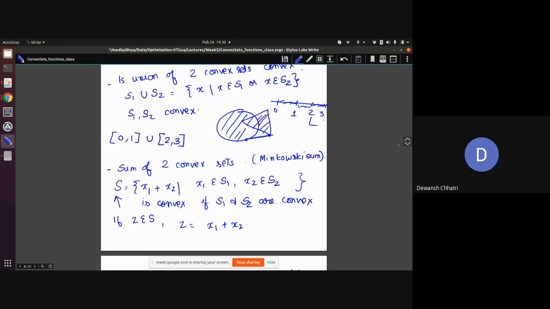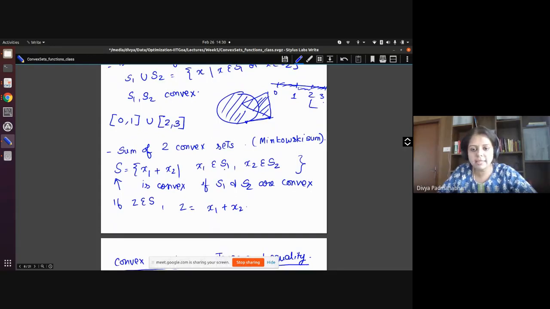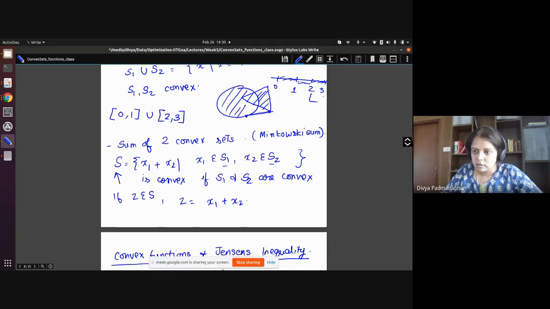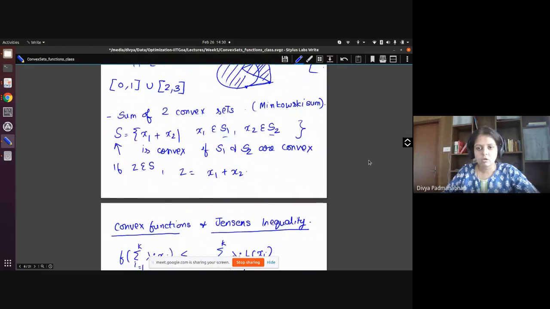Okay. Yes. So that's why you need S1 and S2 to be compatible in some sense, right? You cannot add vectors which are in different spaces. Right. Okay, so are there any other questions till this point?